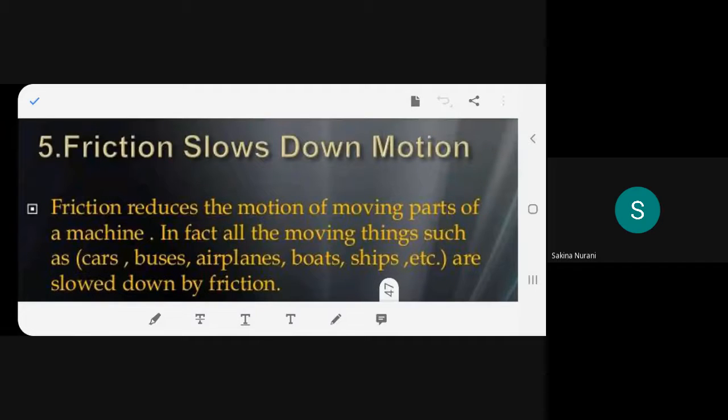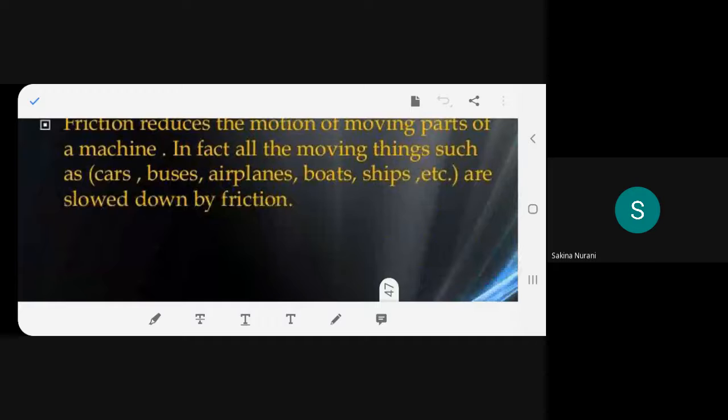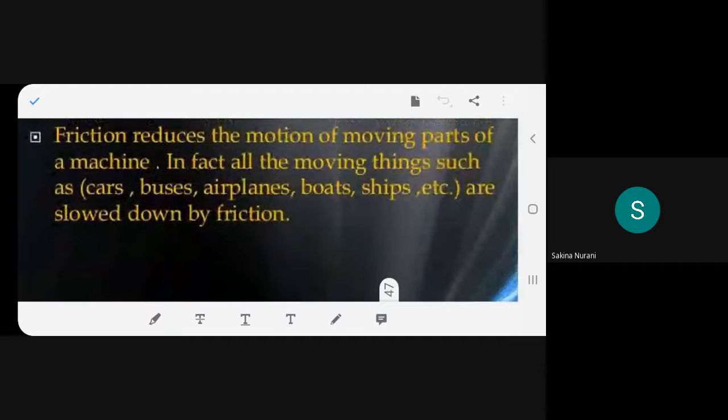Friction slows down motion. Friction reduces the motion of moving parts of a machine. In fact, all the moving things such as cars, buses, aeroplanes, boats, ships, etc., are slowed down by friction.